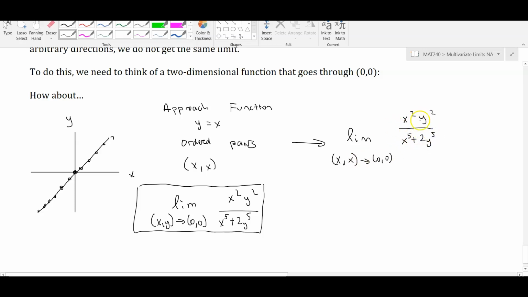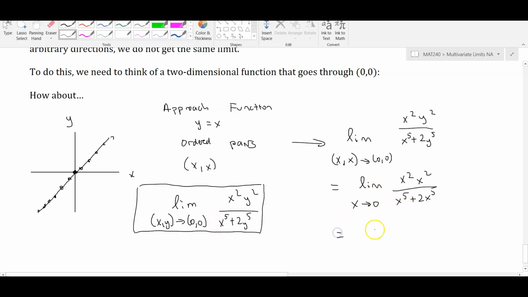So what we're going to do is say, well, x and y are the same. So this is the same thing as saying the limit as x approaches 0 of the function x squared times x squared over x to the fifth plus 2x to the fifth. Again, because y and x are equal to each other. So in the slider, we saw all we had to do was control the value of x once we specified an approach function, and that would ensure that we approach the point (0, 0).